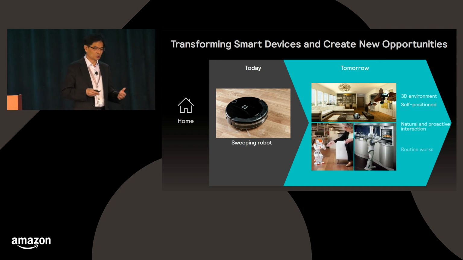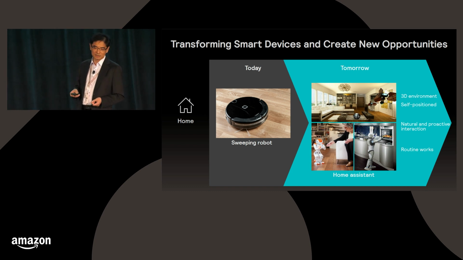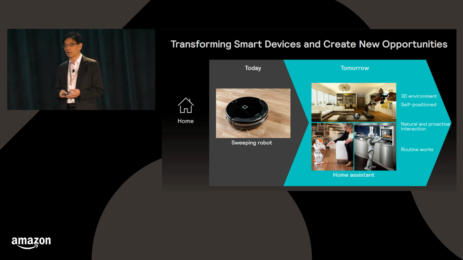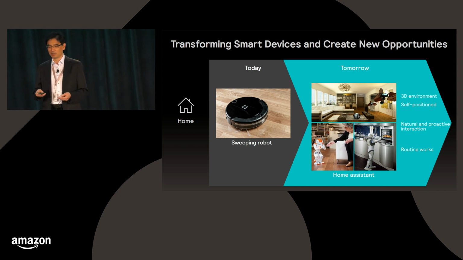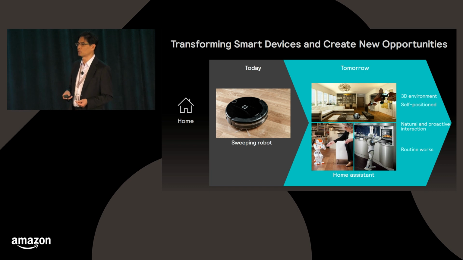So in addition to bringing the user experience to the next level, edge AI is transforming smart devices and creating new opportunities. In the home right now, the vacuum cleaner robot is very popular. It is evolving into a home assistant in the future so that it will be able to understand the 3D environment, self-position, and interact with people in a natural and proactive way.